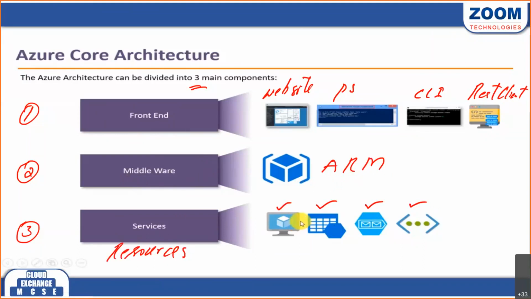Or when you write an Azure exam, it's asking how the Azure core architecture is designed, guys. So you have to say the front end we are using to log in. Middleware we are getting authentication, ARM. Then once ARM is done, authentication is done, then we are using services to deploy our network, to manage our network in the cloud. Okay.